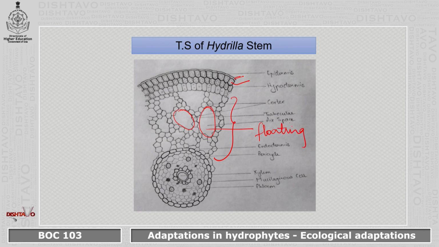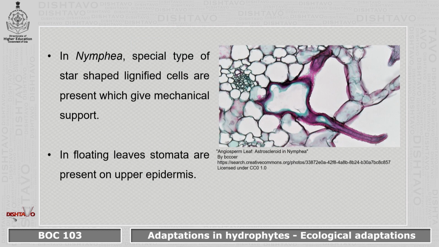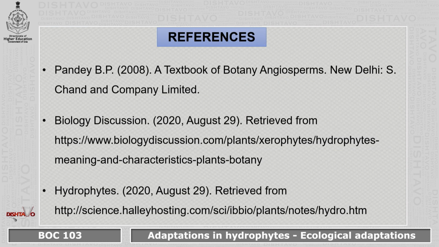If you go deeper, you will see there is xylem over here, which is not so well developed, and if you look at the phloem part of it, it is in tiny bits. In Nymphaea, you have a special type of star-shaped lignified cells, which give mechanical support to this hydrophyte. In floating leaves, stomata are present only on the upper epidermis and not on the lower epidermis. When I speak about the star-shaped cells, I am referring to this part, this component. These are a few references. Thank you.